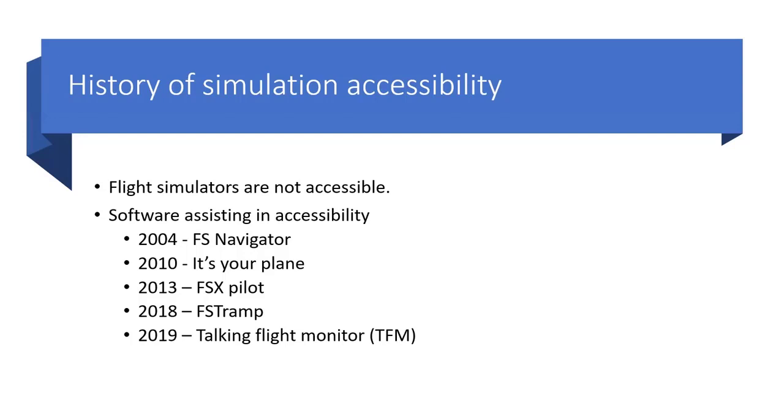The next one that we used up until relatively recently is something called FS-Tramp. FS-Tramp was sort of a spin-off from FS Navigator. I believe they used a lot of the same code base. And this was a package that allowed us to do quite a lot. We could somewhat accessibly read airport information. We could read descriptions of SIDs and STARs through the FS-Tramp interface, but it had its share of issues, and so we needed another solution.